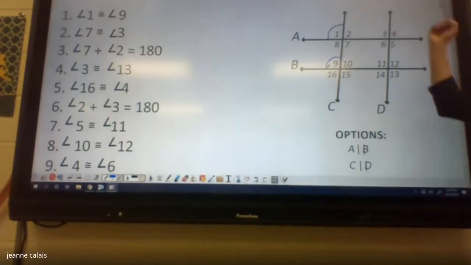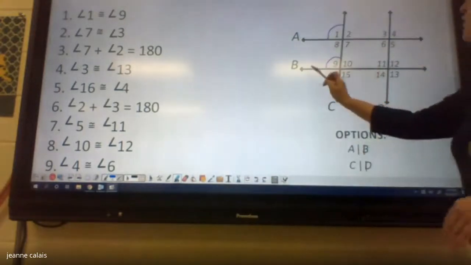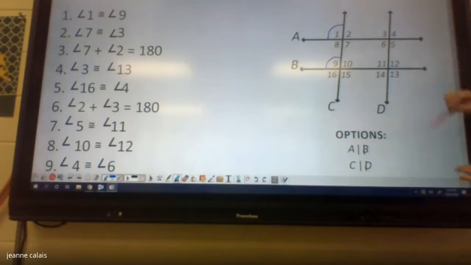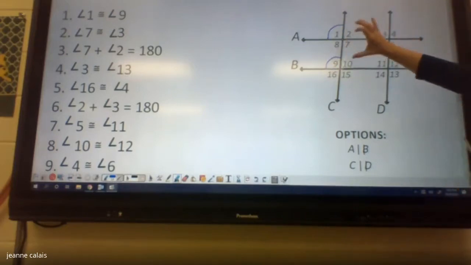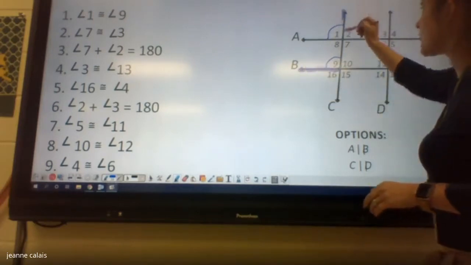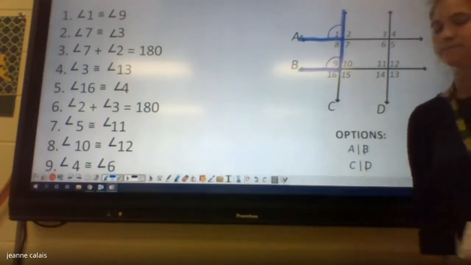I want you to think, what's the relationship? Alternate interior, alternate exterior, corresponding. 1 and 9, they're corresponding. So, since they're corresponding, which transversal does it have nothing to do with? Are 1 or 9 formed by line D at all? No. So, since it has nothing to do with line D, A has to be parallel to B.